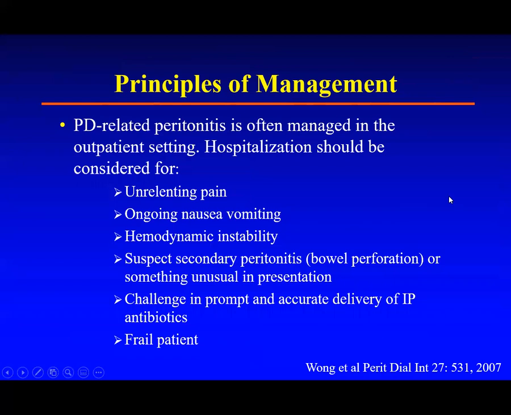So PD-related peritonitis, remember, can often be managed in the outpatient setting. Hospitalization should be considered for patients with unrelenting pain, with ongoing nausea, vomiting, hemodynamic instability. If you suspect secondary peritonitis due to a bowel perforation or anything unusual in the presentation that prompts you to want to monitor the patient more carefully. If you have difficulty delivering IP antibiotics but could deliver IV, and the frail patient, someone you want to keep careful tabs on.